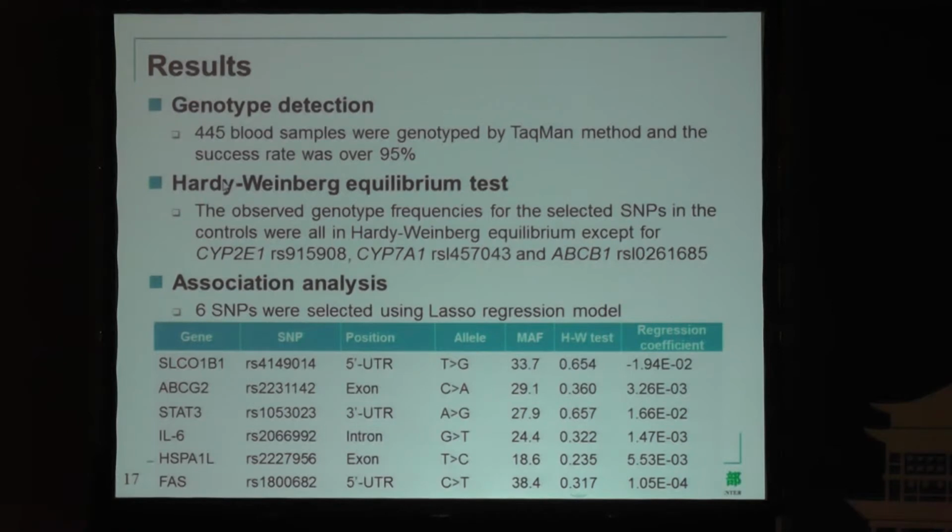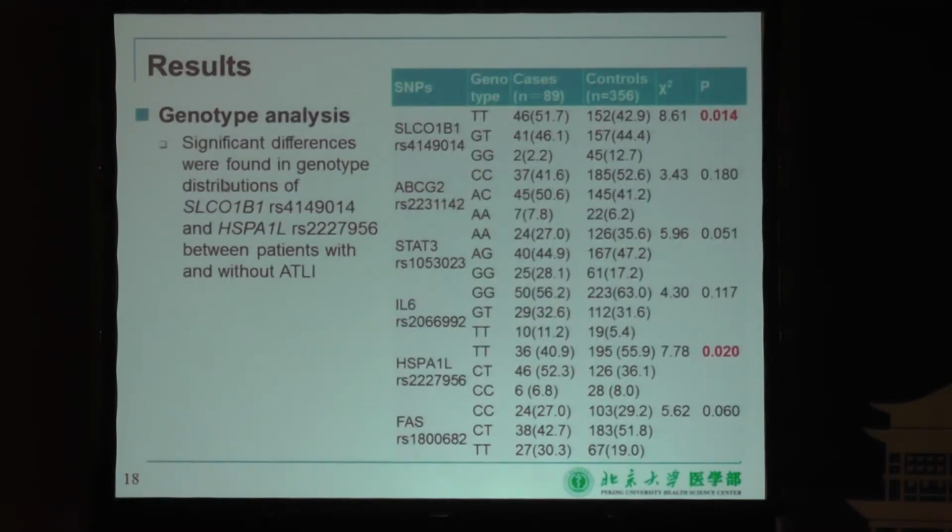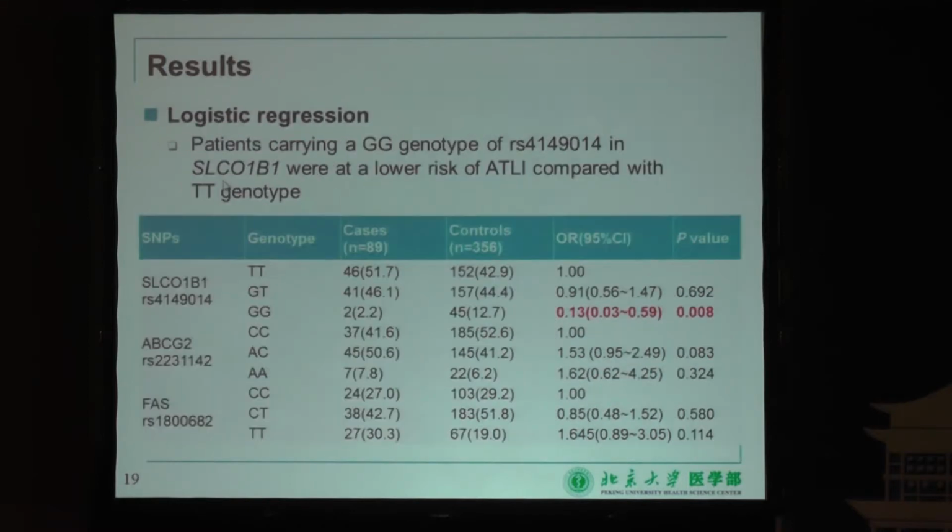For example, SLCO1B1 is associated with the drug transporter, and ST8SIA, IL6, and HSPA1L have some relationship with the immunological reaction. In the genotype analysis, we found significant differences in genotype distribution of SLCO1B1 rs4149014 and HSPA1L rs2227956 between patients with and without ATLI.